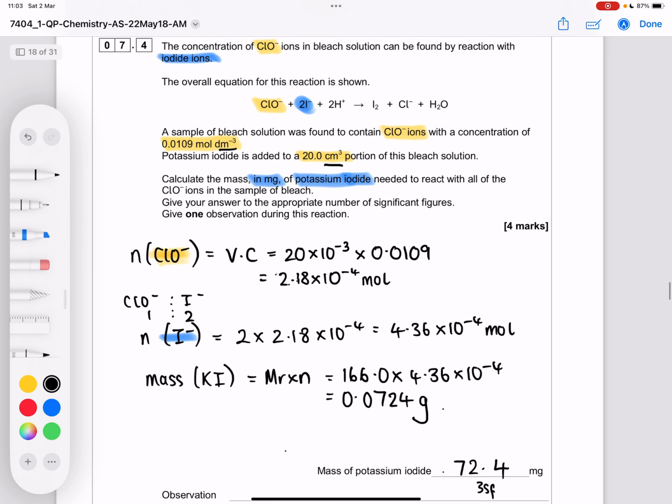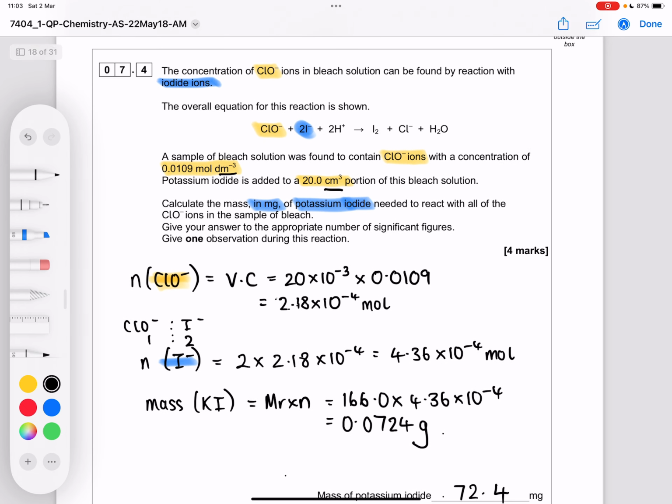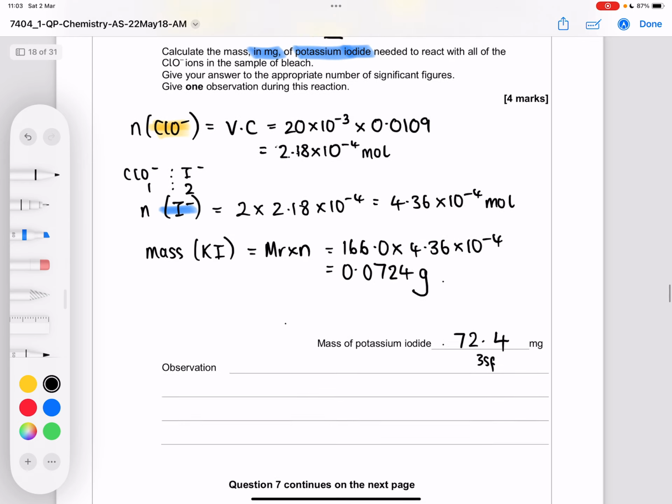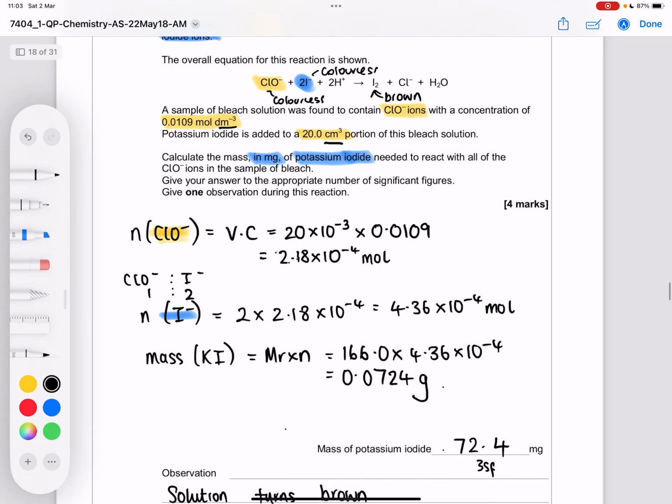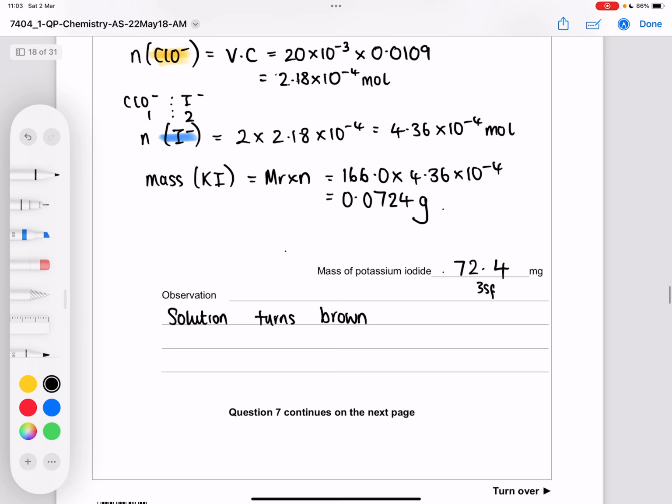And it says, what would you observe during this reaction? So you are adding chlorate, which is a colourless solution, to iodide, which is also colourless, but you're forming iodine in solution, and iodine is brown. So we would observe a brown solution, depending on the amount of water present. You might get a bit of iodine black solid, but brown solution is what we're looking for.